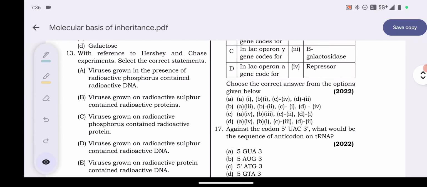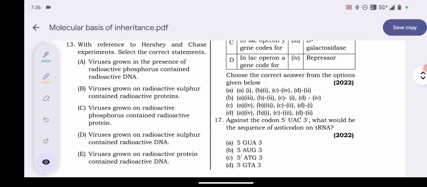Question number 13. With reference to Hershey-Chase experiments, select the correct statement. Okay, let's first look at the statements, after that we will go to the options. You have to tell the correct statement regarding the Hershey-Chase experiment. First, virus is grown in the presence of radioactive phosphorus containing radioactive DNA. Okay, correct one. Virus grown on radioactive sulfur containing radioactive proteins. This one is also correct. Virus grown on radioactive phosphorus containing radioactive proteins. This is wrong. Virus grown on radioactive sulfur containing radioactive DNA. Wrong one. Virus grown on radioactive protein containing radioactive DNA. Wrong one. So A and B are your answer.